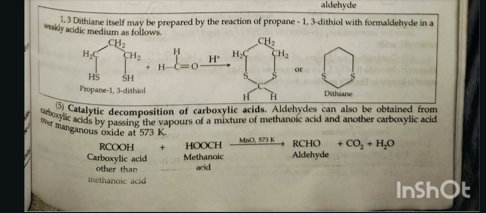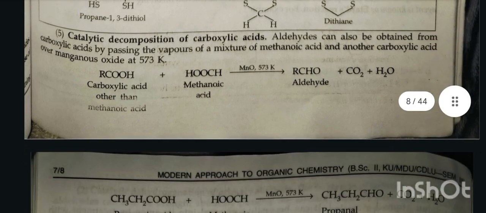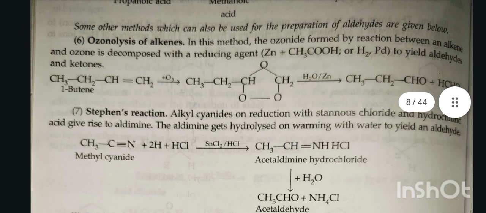1,3-dithiane itself may be prepared by the reaction of propane-1,3-dithiol with formaldehyde in a weakly acidic medium as follows. Fifth, catalytic decomposition of carboxylic acid. Aldehyde can be obtained from carboxylic acid by passing the vapors of the mixture of methanoic acid and another carboxylic acid over magnesium oxide at 573 Kelvin temperature. Some other methods which can also be used for the preparation of aldehyde are given below.